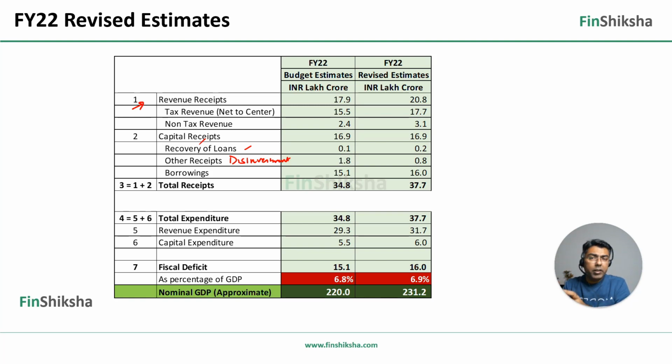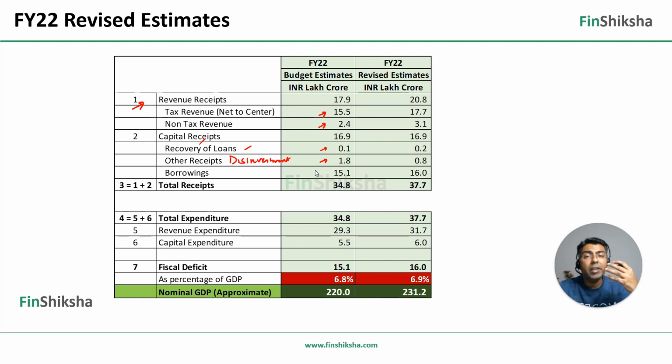So if you look at the estimates last year in the budget, the government had given an estimate of 15.5 lakh crore as tax revenue, 2.4 lakh crore as non-tax revenue, 0.1 lakh crore as recovery of loans, and 1.8 lakh crore as other receipts, which is disinvestment. Now let's see what happened in the revised estimates.